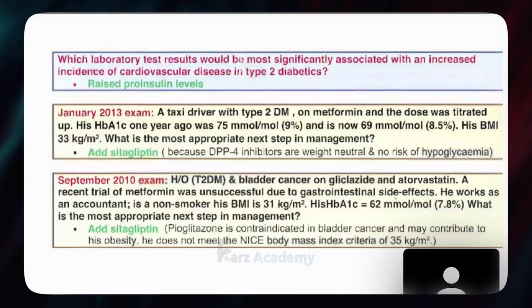Yeah. So raised proinsulin levels, raised C-peptide levels. These are all associated with type 2 diabetes mellitus and increased chance of cardiovascular diseases.